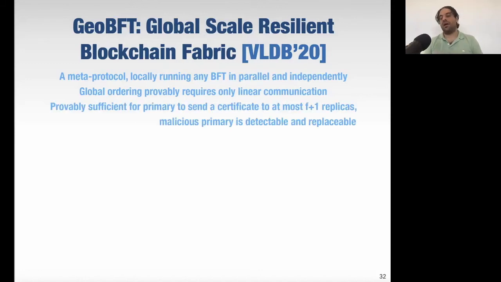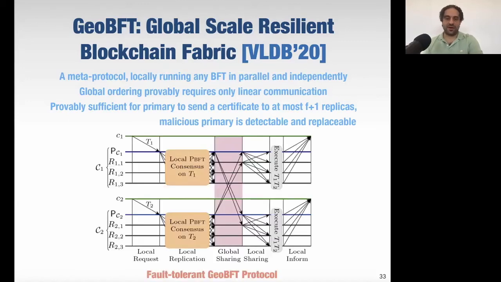And so a commissioner in every region will create this certificate, and with linear communication, it informs other regions in the system. That's the basis of the protocol, with the optimality also proved. So again, graphically, we do local election, and then with minimal communication, the outcome of the local election is propagated globally. This work appeared at VLDB 2020.